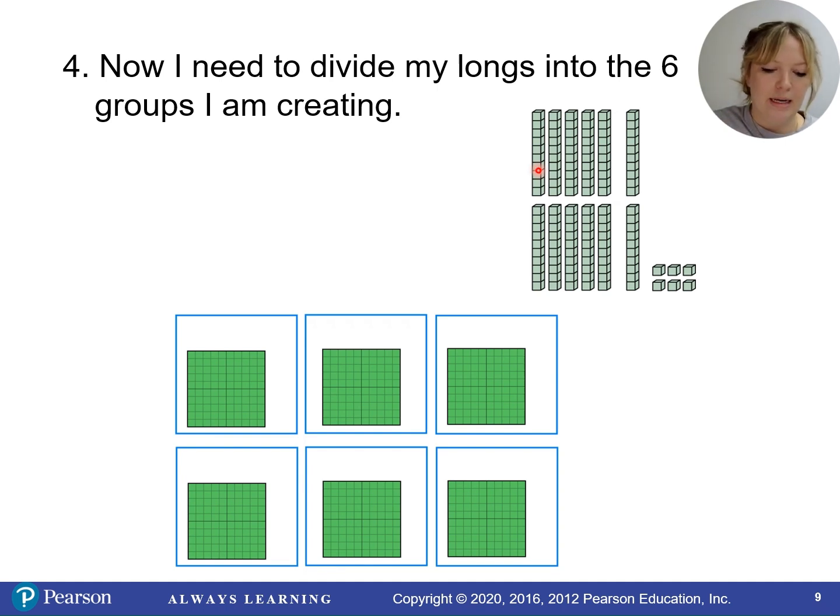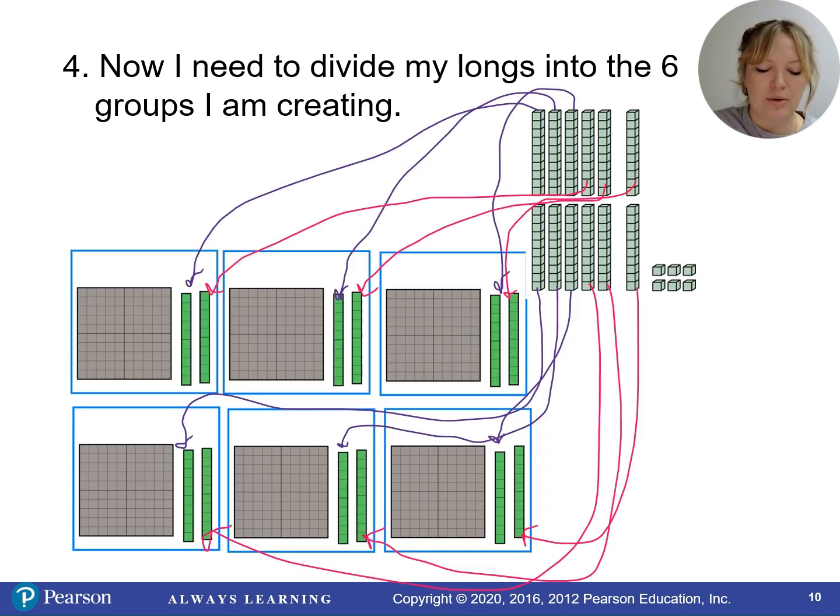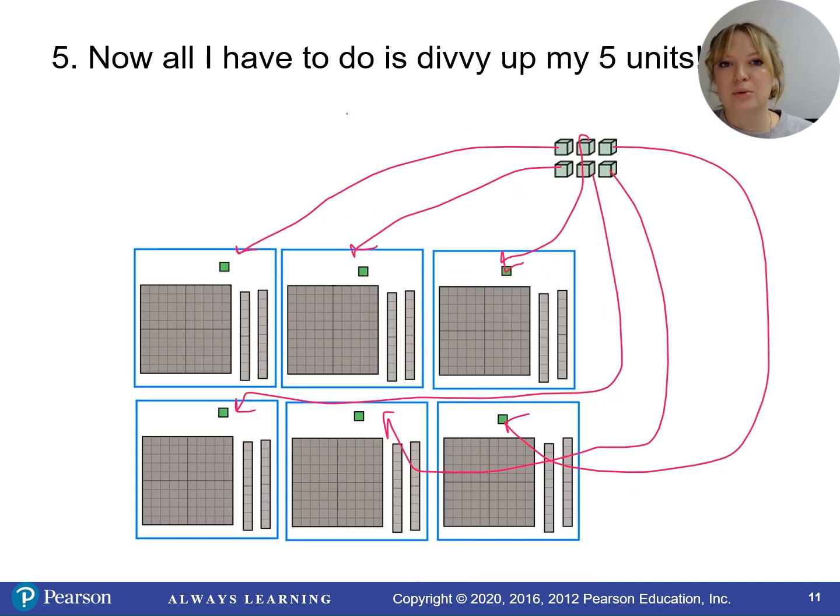I can do this by, again, passing out my 10s blocks like this. So I can say the first 6 blocks get put into each of the groups, and then the next 6 blocks go into the next 6 groups. So of my 12 longs, each of the 6 groups gets 2 of them. And then the last thing I need to do is hand out my 6 unit blocks, so each of the 6 groups gets 1 unit block. This is a typo on the slide, this should say 6.